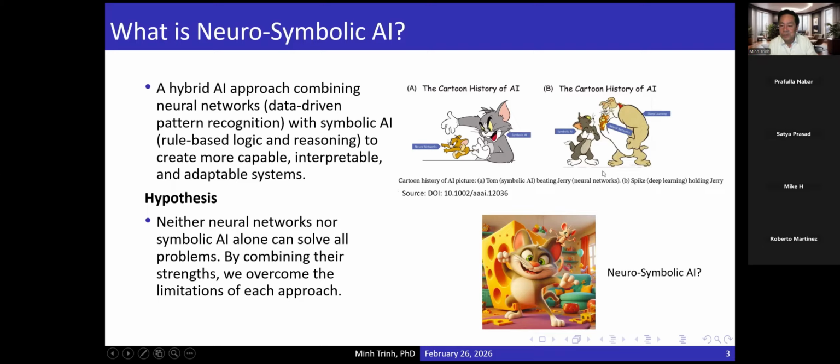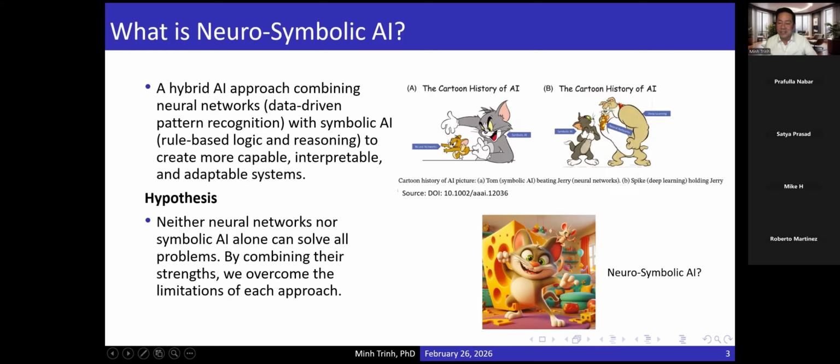And to create more capable, interpretable, and adaptable systems. This is a cartoon from a 2020 survey on AI, and they talk a bit about Neuro-Symbolic AI. So they had this funny cartoon. I think the mouse is Jerry, the cat is Tom, right? Tom and Jerry. So symbolic AI is the big cat, and neural networks were a little mouse.